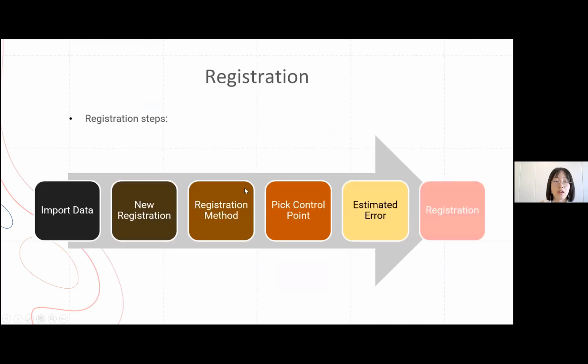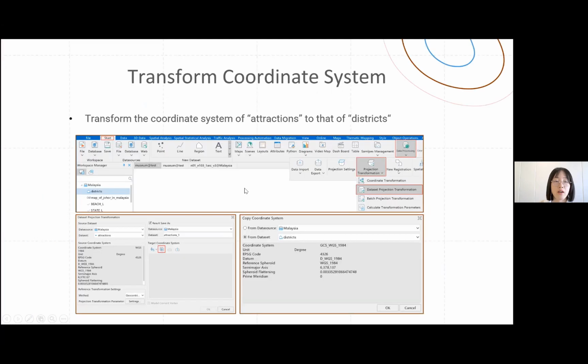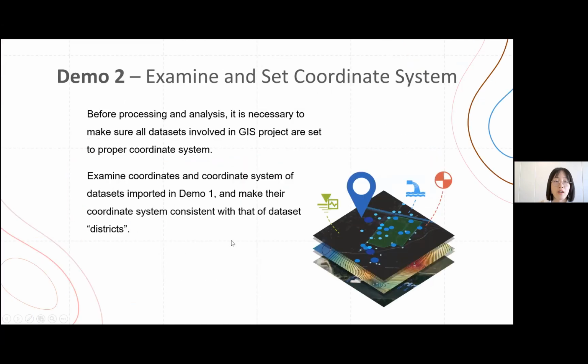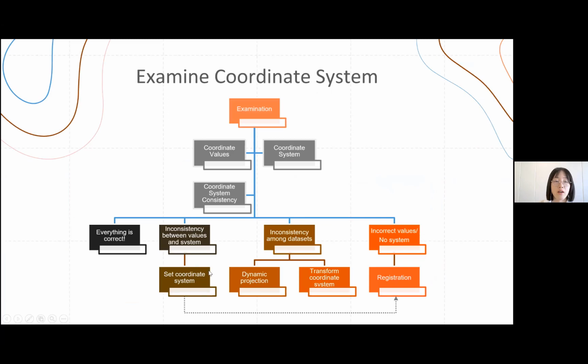So we can have a quick review. There are four ways to change or set the coordinate systems: set the coordinate systems, use dynamic projection, transform the coordinate systems, or finally, conduct registration between data sets. It all depends on which problems we are going to tackle and what we are going to do with those data sets next.